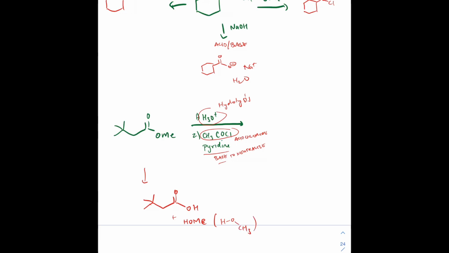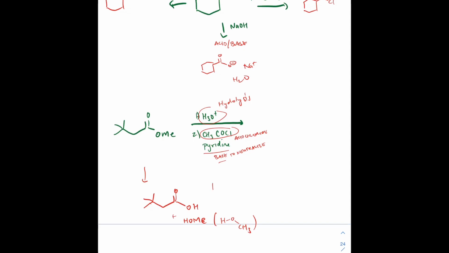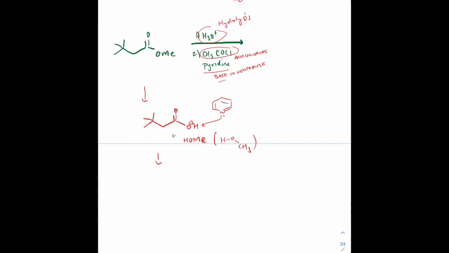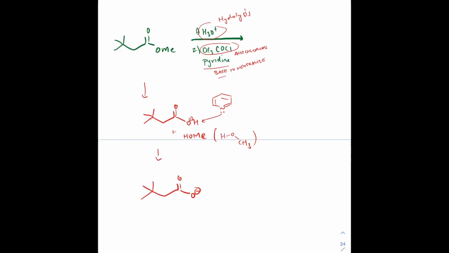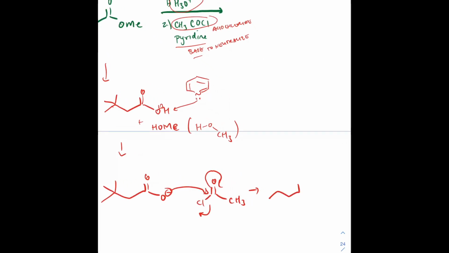H3O plus in the presence of an ester undergoes hydrolysis to form methanol and a carboxylic acid. Pyridine can remove the acidic proton of the carboxylic acid. That carboxylic acid becomes a carboxylate, which can now attack the acid chloride very easily, and what we end up with is a multi-step sequence to get to an anhydride.